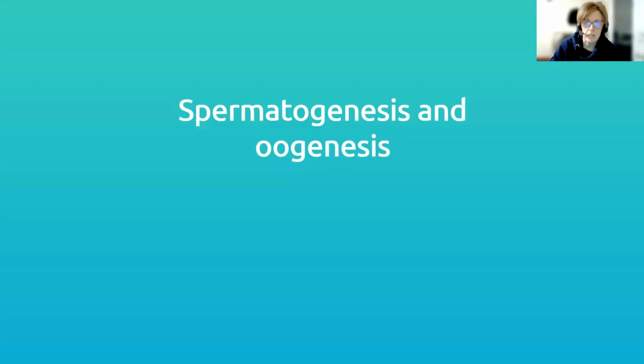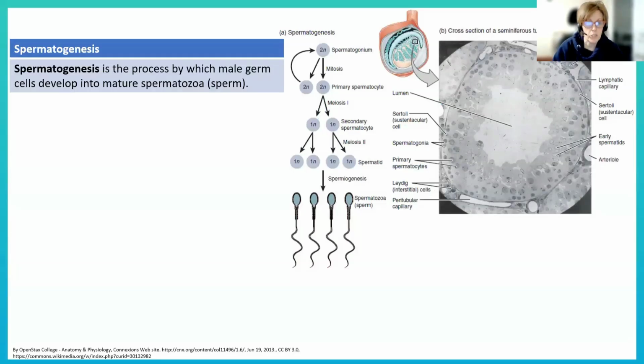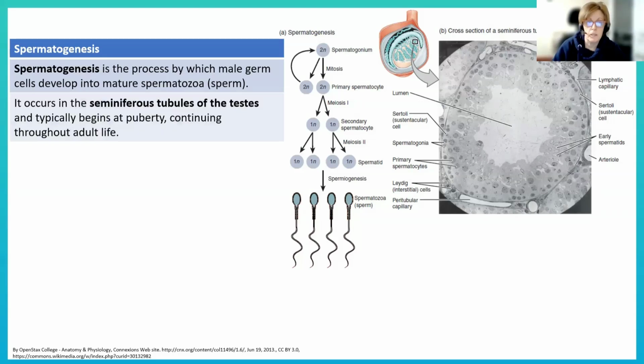So we're going to have a look now at spermatogenesis and oogenesis, which basically spermatogenesis is making sperm and oogenesis is making eggs. So spermatogenesis is the process by which the male germ cells develop into the mature sperm. So this occurs in the seminiferous tubules of the testes. So obviously it's happening in the testes. And it begins in puberty and it continues throughout adult life. So it's a continuous process in the male.